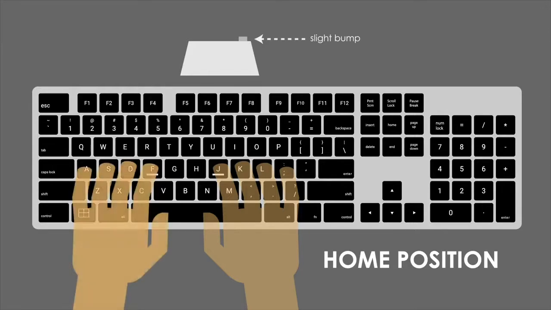Place your right index finger on the J key and let the other three fingers fall naturally onto the K, L, and semicolon keys respectively. Place your left index finger on the F key and let the other three fingers fall naturally onto the D, S, and A keys respectively. Both thumbs should rest on the spacebar, but only the right thumb should key it. You should feel a raised bump on both the F and the J keys. This will allow your fingers to find the home position without having to look at the keyboard.